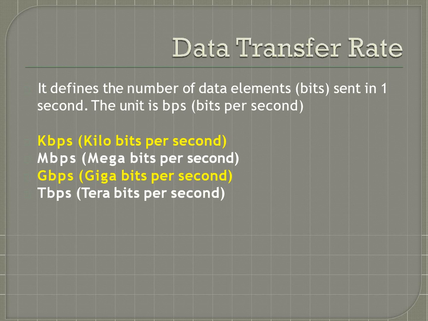Kbps represents kilobits per second, Mbps represents megabits per second, Gbps represents gigabits per second, and Tbps represents terabits per second. So what is a channel? It is the medium used to carry information or data from one point to another, and baud is the unit of measurement for the information carrying capacity of a communication channel.